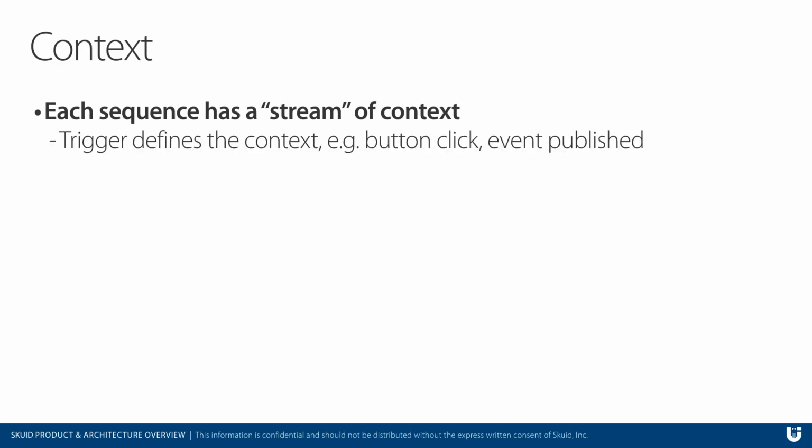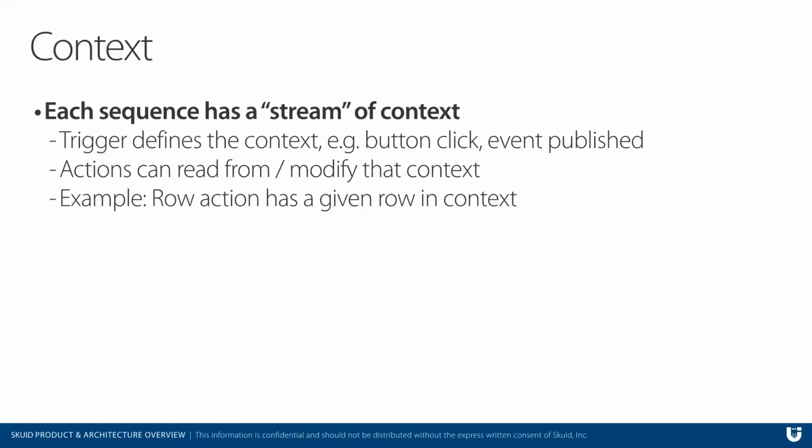That initial trigger point defines an initial point of context that the rest of the actions in the sequence can react to or take advantage of. They can read from that context, they can modify it, and use that to inform what you do in that sequence. So for instance, when you click on a row in a table, that particular row gives context to that row action.